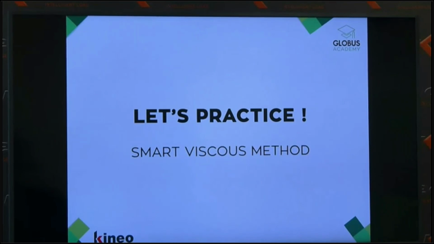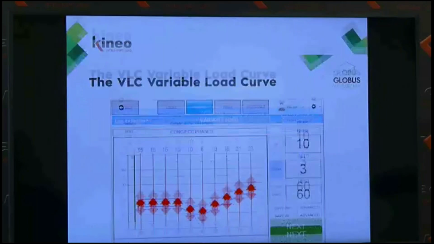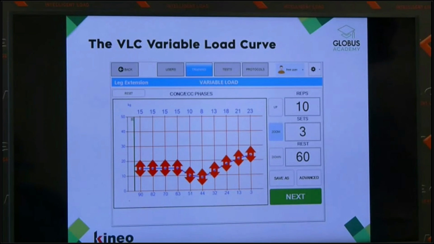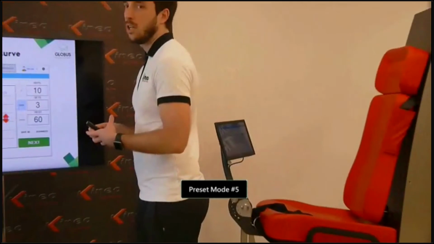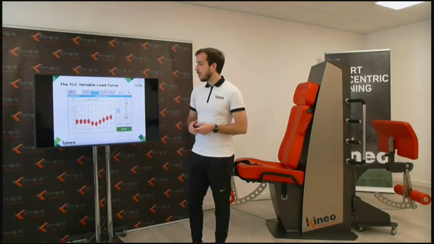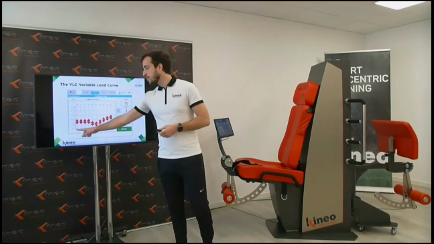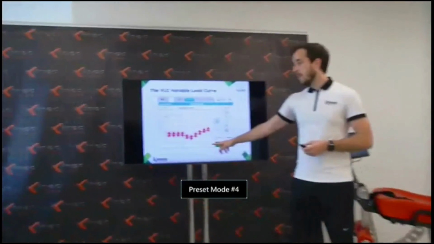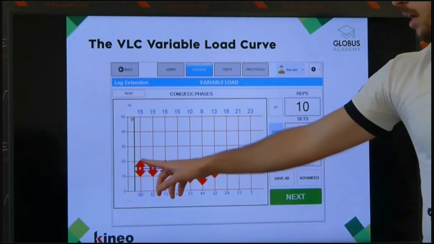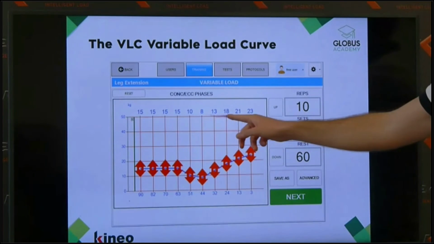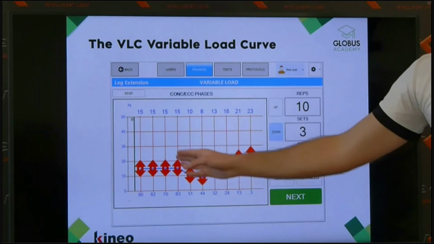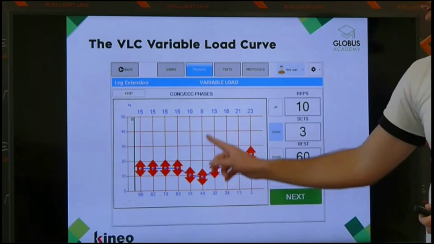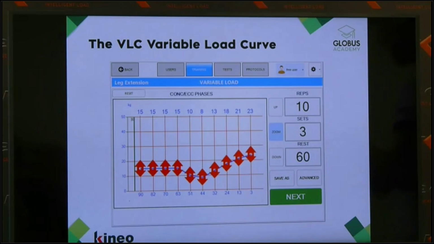Okay, so variable load curve. I will be very quick on this. It's the more advanced way to have a variable load curve programming in an exercise. So you have, as you can see here, a curve with the range of motion on your x-axis and the load applied in each point. So here you can display 10 points in which we can manage the load going up and down.